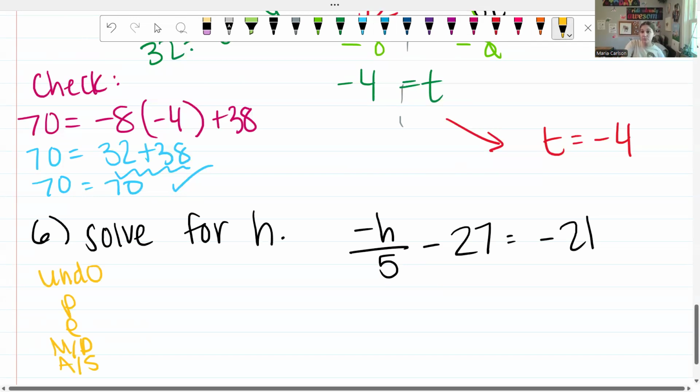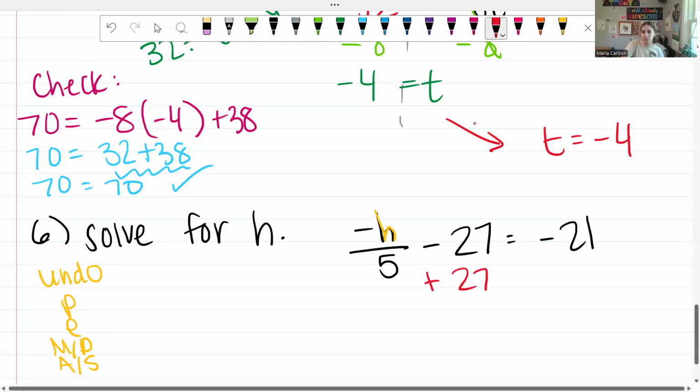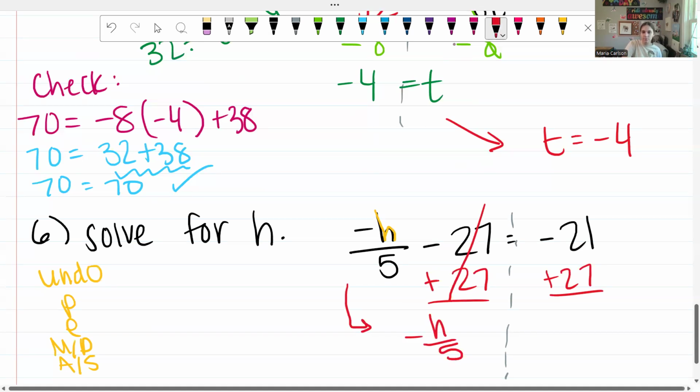So we have subtraction over here. If I'm looking at what we have on the same side as our variable h, this negative 27's got to go. So I'm going to undo that by adding 27 to both sides. On the left-hand side, the negative 27 and positive 27 are just going to cancel. And we now have negative h over 5 is equal to negative 21 plus 27 gives us positive 6.